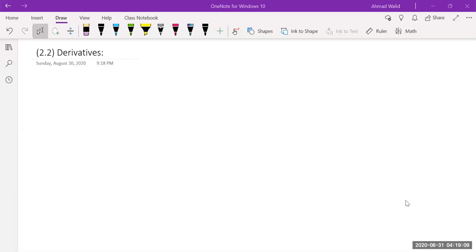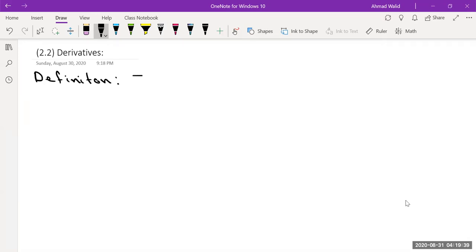Hello all, section 2.2 is derivatives. What is a derivative? Let's start with the definition, right? The definition of derivatives. I did all the proofs for you for derivatives. Tonight, my job is really easy to change everything and say, oh, this is a derivative, right?